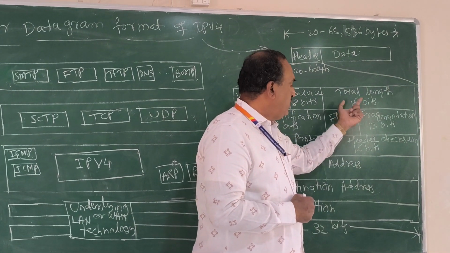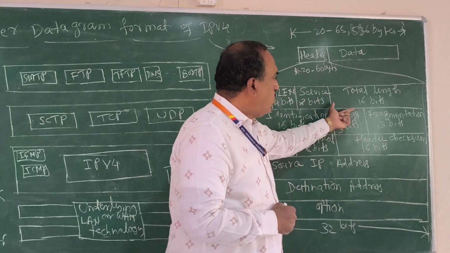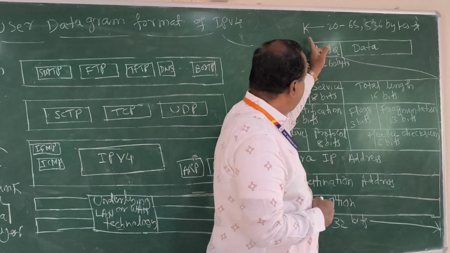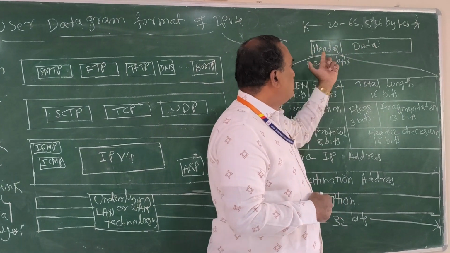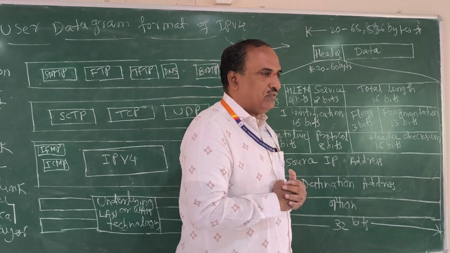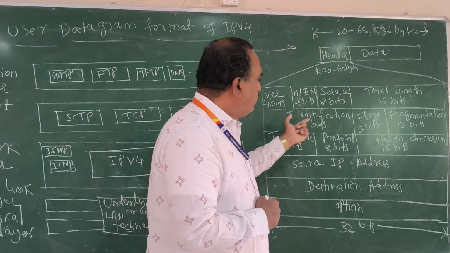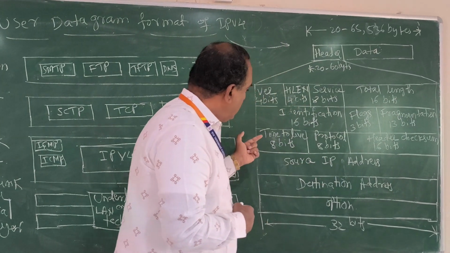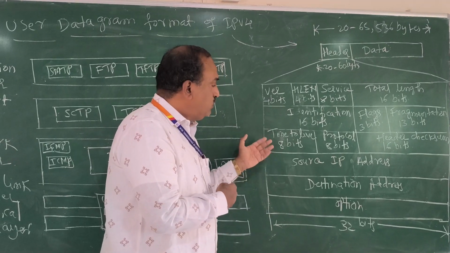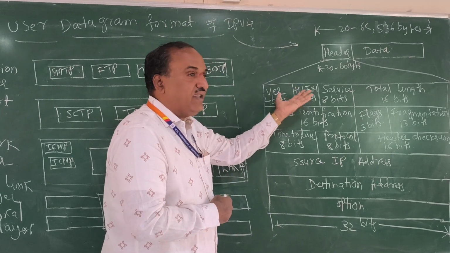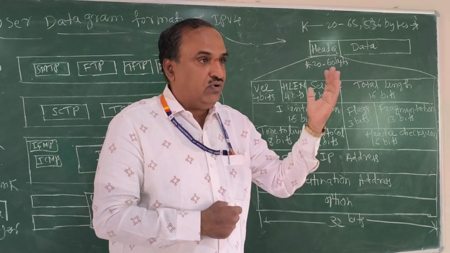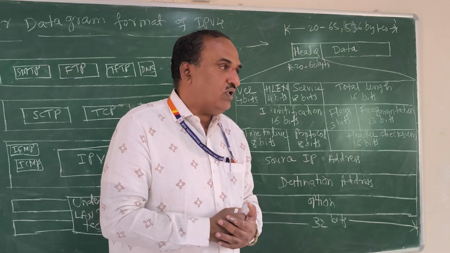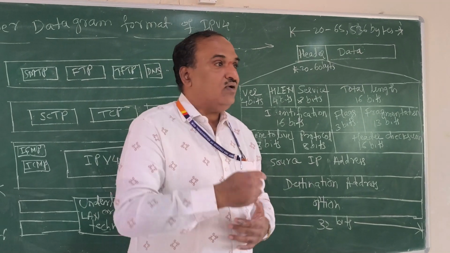Then total length. What does total length mean here? The header length only provides the header, but total length is the data plus header. Then here are identification, flags, and fragmentation; in future classes we will discuss that. And apart from this, time to live. When the packet is transmitted in the network, it passes through various routers and devices. Suppose I want to transmit a message from here to America or Australia.